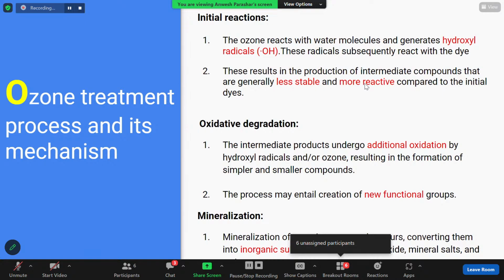The last step is mineralization. In the ultimate phase of dye degradation, the complete mineralization of organic compounds occurs, converting them into inorganic substances like carbon dioxide, minerals, water, etc. This stage usually necessitates the participation of microorganisms that can break down the intermediate products produced during the oxidative degradation stage.